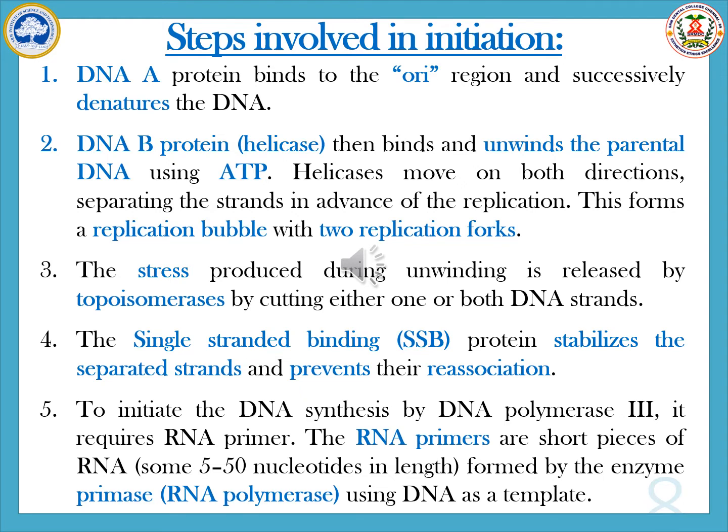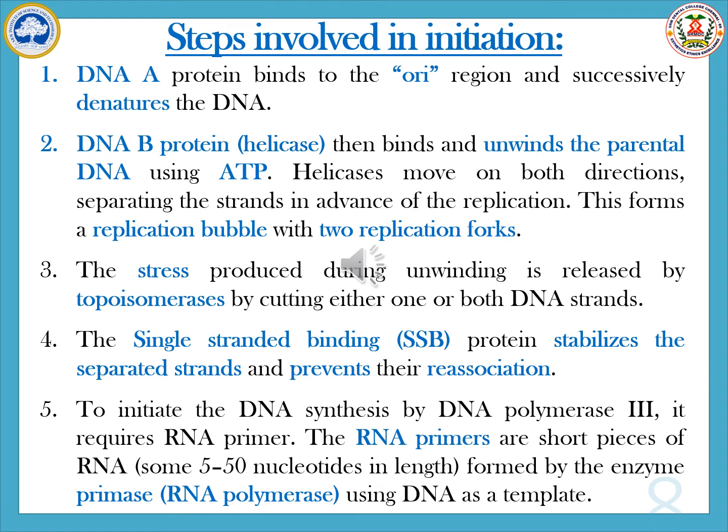During the unwinding process, there will be a generation of stress in the double helical structure. This is prevented by topoisomerase by cutting either one or both strands of the DNA. The unwound strands tend to reassociate or recoil, which is inhibited by the SSB, that is single stranded binding protein. The single stranded binding protein binds to the strands of the DNA, stabilizes them, and thereby prevents their reassociation or recoiling.